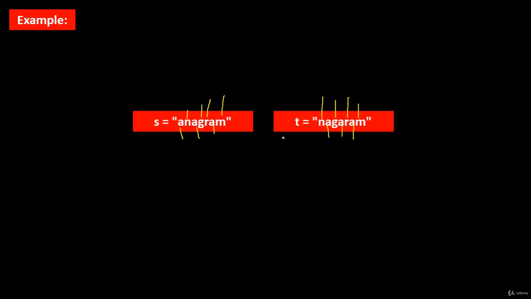So we see that the two strings contain the same characters in the same quantity but in different order. So s and t are anagrams of each other. So for this input we have to return true.